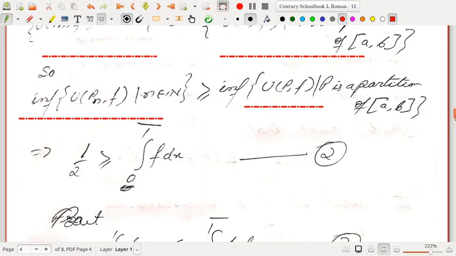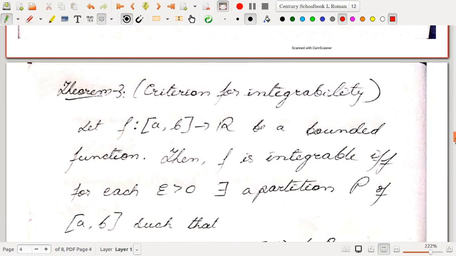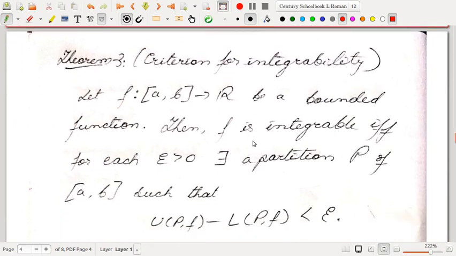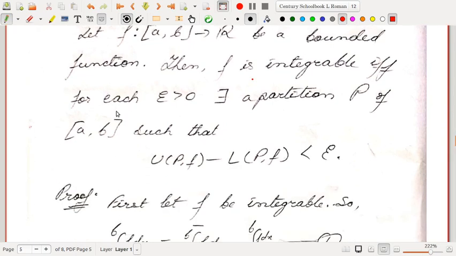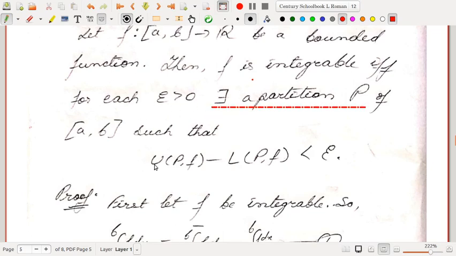So we have done it using the partition approach. Now there is a very important criterion for integrability, and this theorem is also very important from the exam point of view. So let f be a bounded function from [a, b] to R. Then f is said to be Riemann integrable if and only if for each epsilon greater than 0 there exists a partition P of [a, b] such that U(P,f) minus L(P,f) is strictly less than epsilon, right?